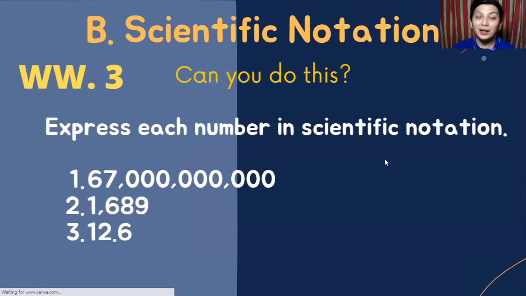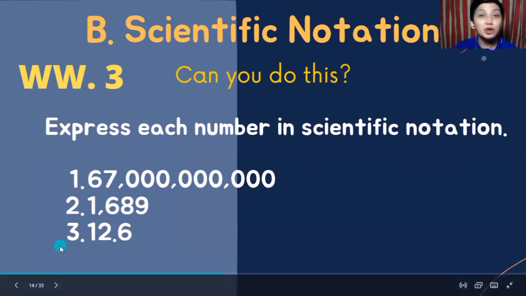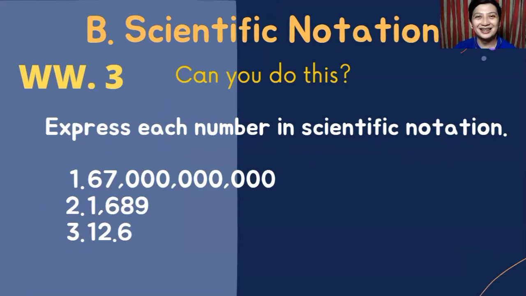Okay, let's go to the next one. In here, you will have your written work number 3. Let's try. Can you do this? You need to express each number in scientific notation. So we have your number 1, number 2, and number 3. You can write it on your notebook. All right? Go ahead. Take a screenshot of it.